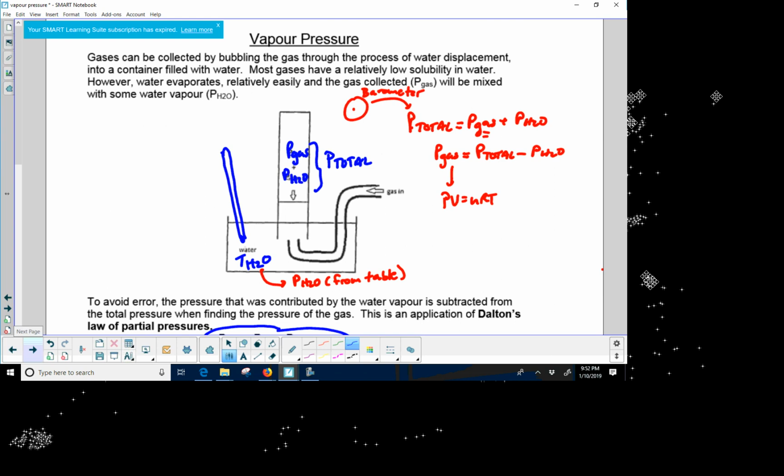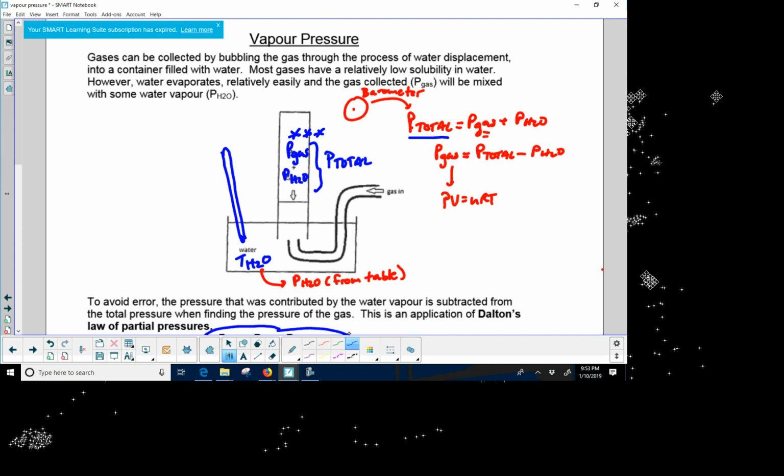And this is the note that you have. So you should copy this down. It's very similar to what we had on the previous slide. Again, the barometer is going to indicate the total pressure in here inside the gas collection tube. And the total pressure is equal to the pressure of the gas plus the pressure of the water vapor.